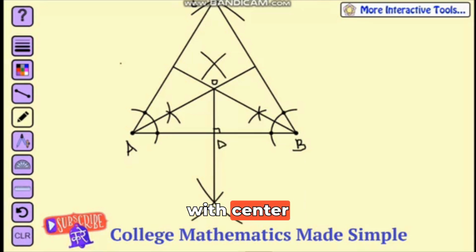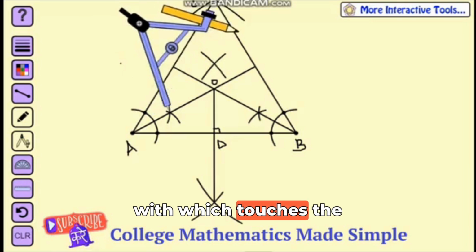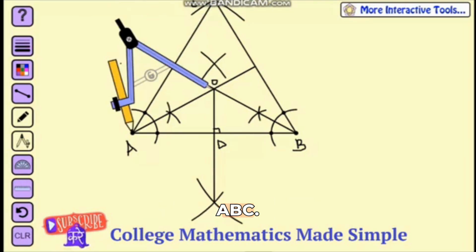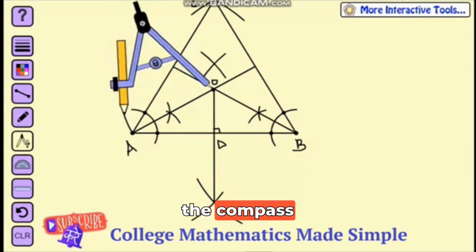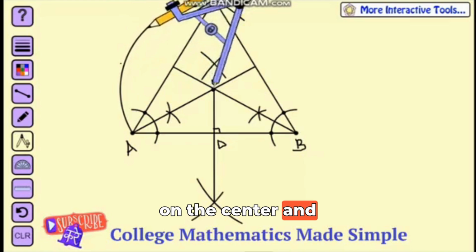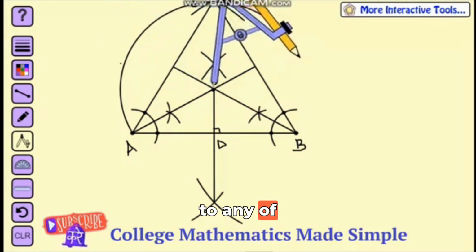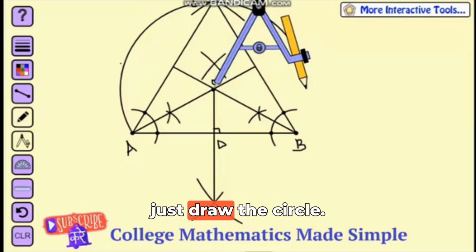Now, with center O, draw a circle which touches the three sides of the triangle ABC. So we just put the compass on the center and then open with the radius from the center to any of the end points and just draw the circle.